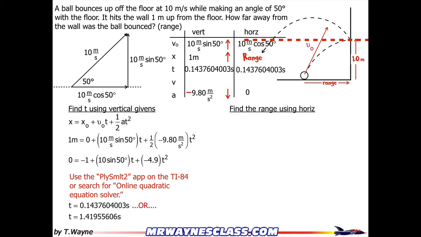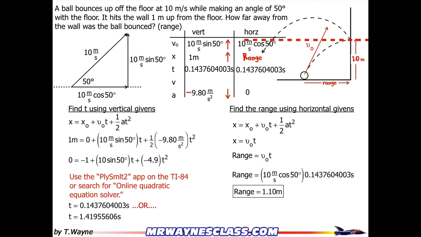Now I'll tell the user what I'm trying to do, so I'll write a little statement: find the range using the horizontal givens. I'll use my range equation, which actually comes from this long equation, x equals x naught plus v naught t plus 1/2 a t squared. I'll get rid of everything that goes to 0, that's the acceleration and x naught, leaving me x equals v naught t. And that we use so often, we're just going to call that the range equation. So range is equal to the horizontal initial velocity times the time. Put in my values: 10 meters per second cosine 50 times my time 0.14 with all those decimals that you see, and I get a range of 1.10 meters.